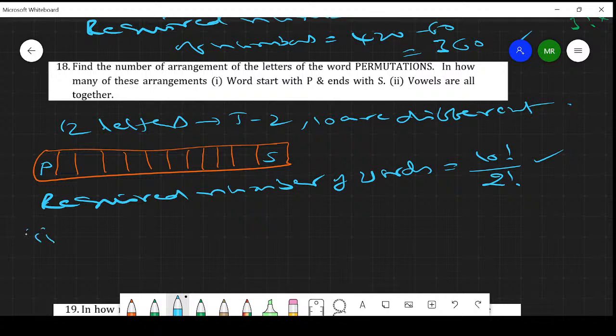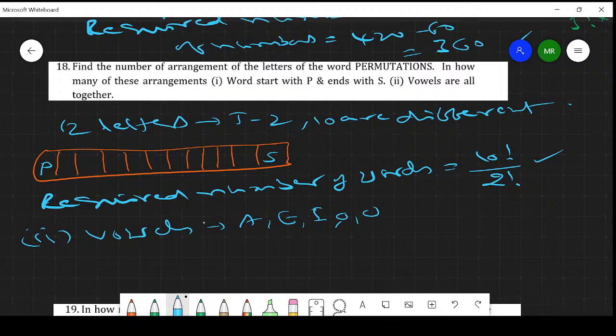So when they are solving the second problem, we have the vowels A, E, I, O, U. All the vowels we have, right? 5 vowels we have. Remaining letters, we have 7 letters, right?